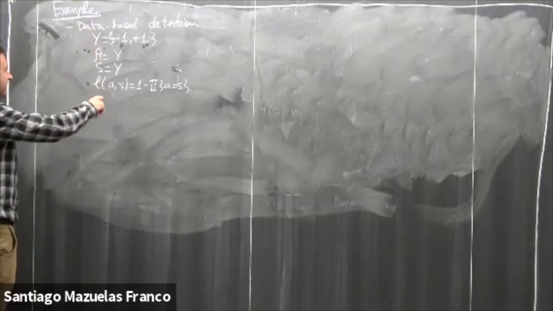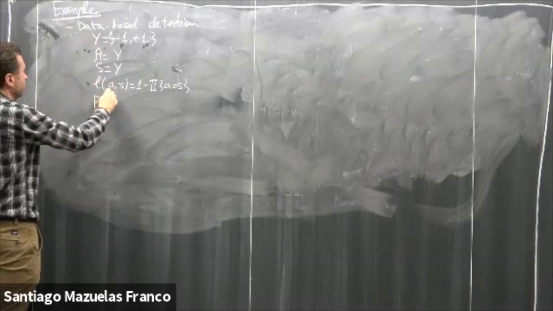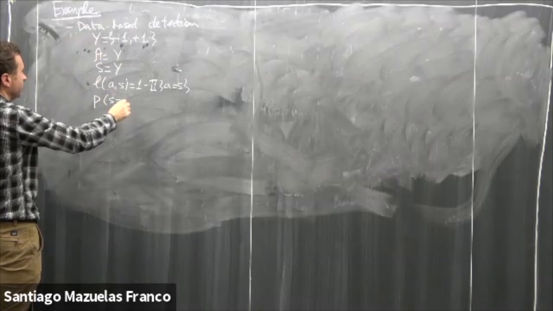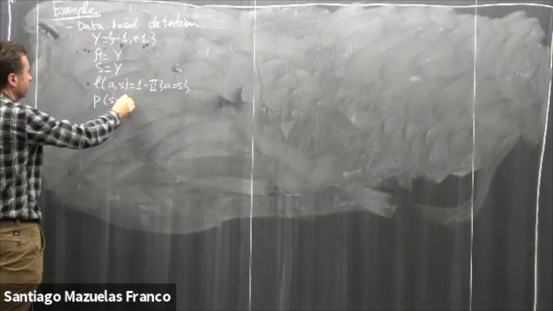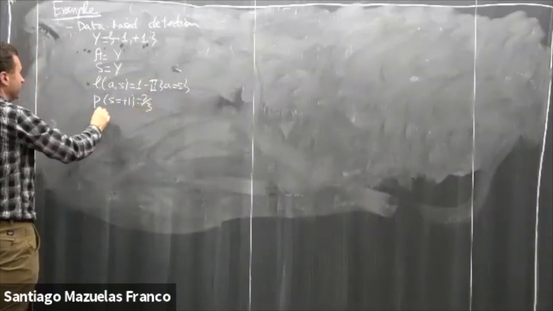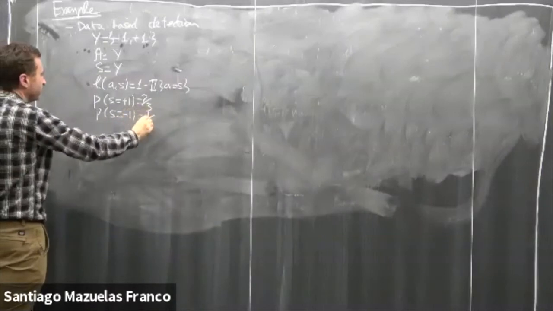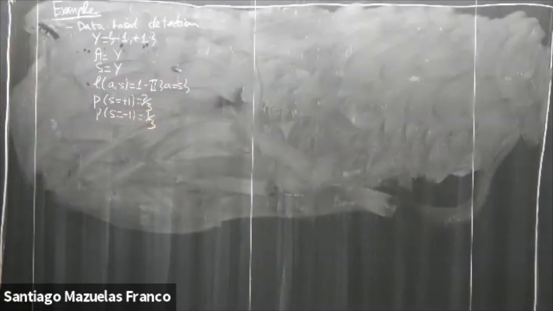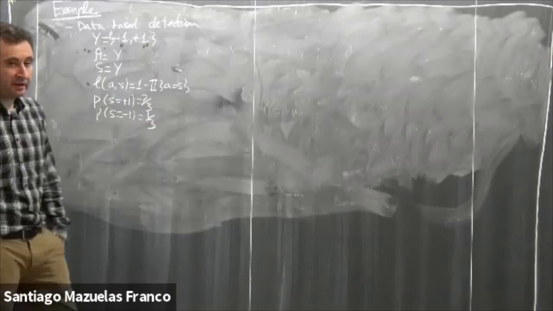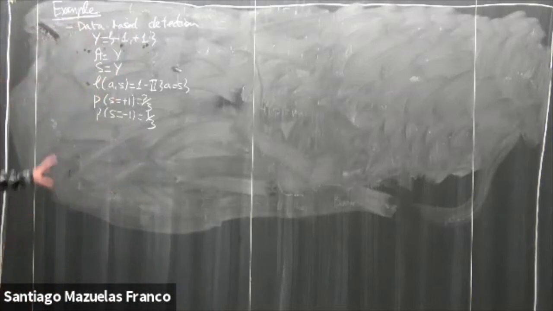Before having data, let's do it without data. So let's assume that the probability that the danger comes from the right is 2/3, and the probability that the danger comes from the left is only 1/3. This might be because in the past, 2/3 of the time the danger came from the right, and only 1/3 of the time it came from the left.